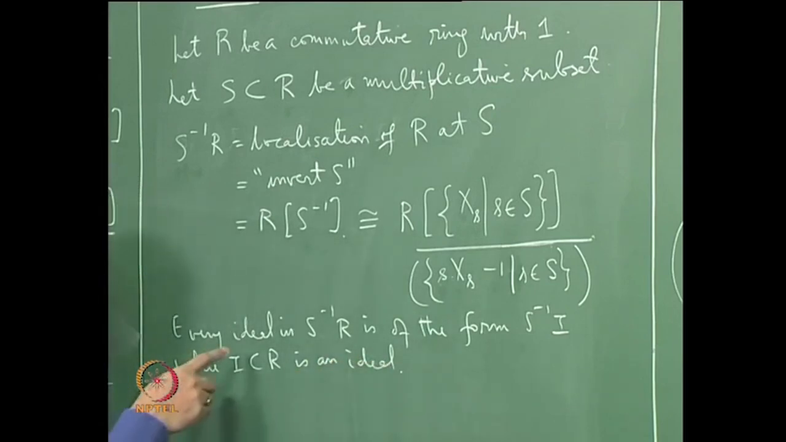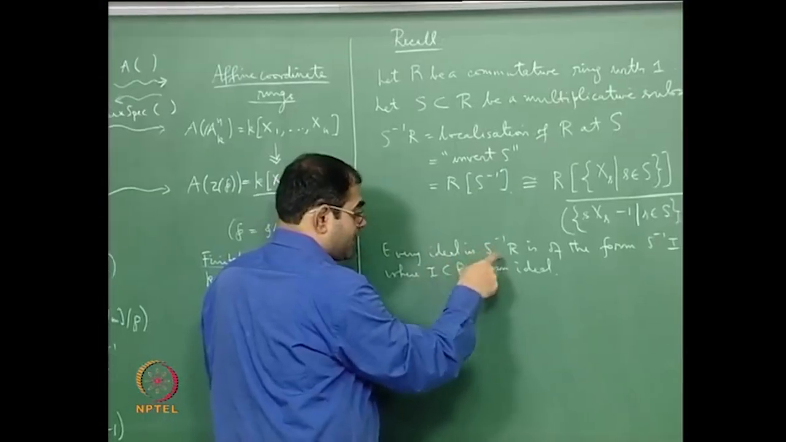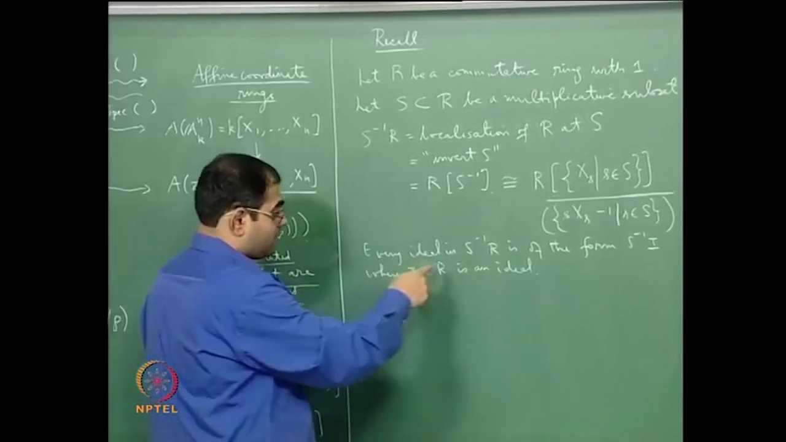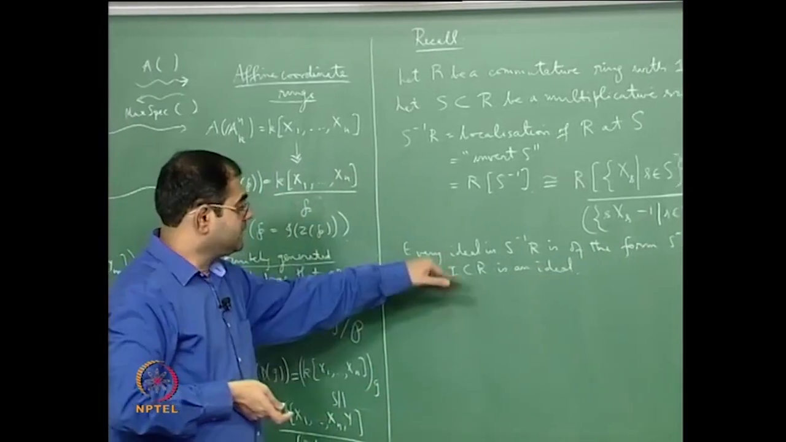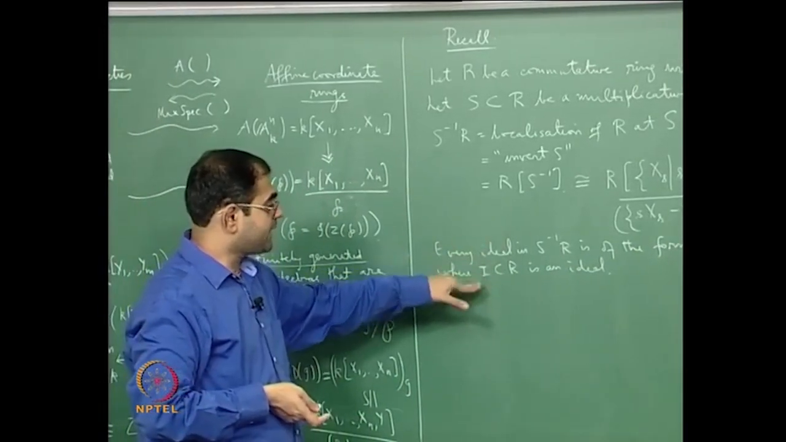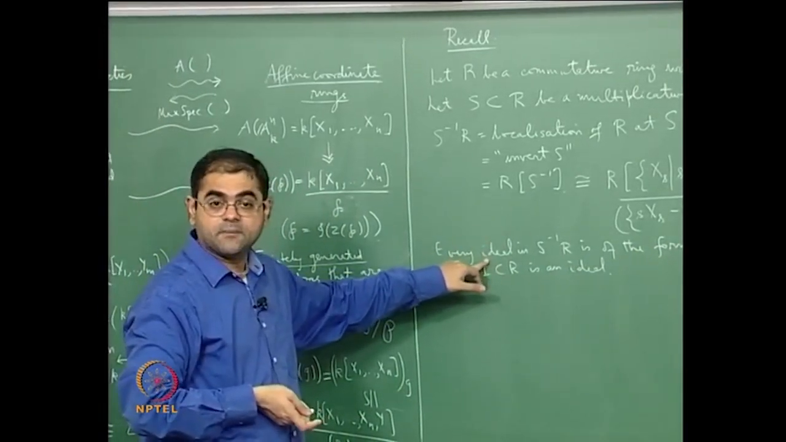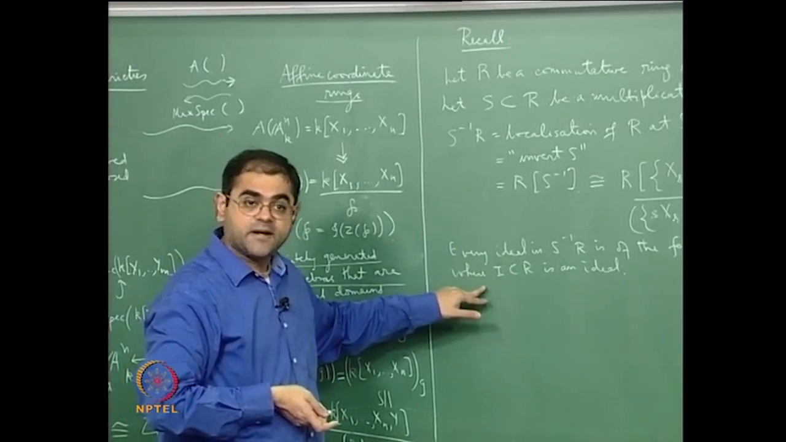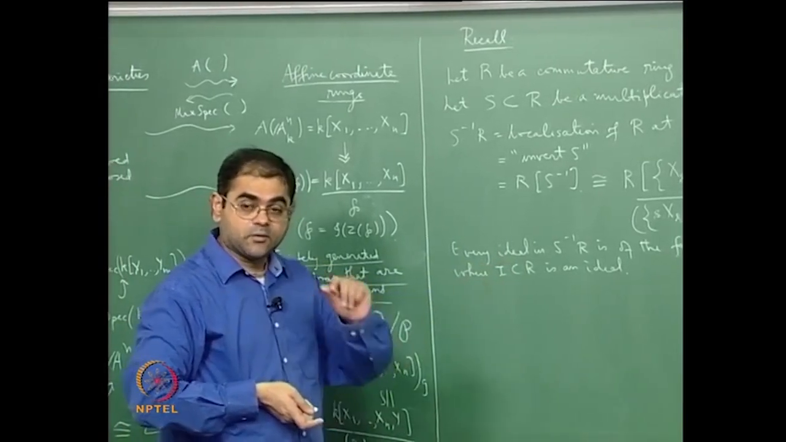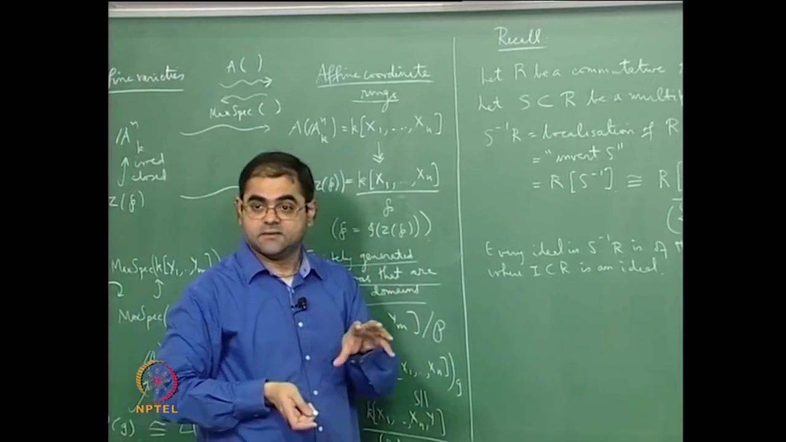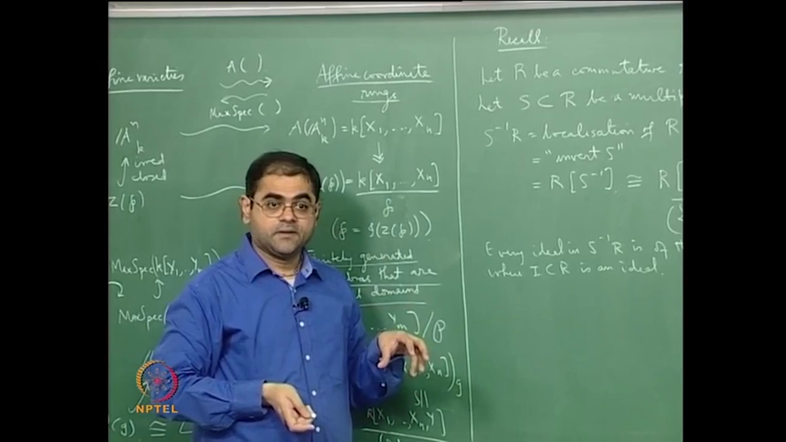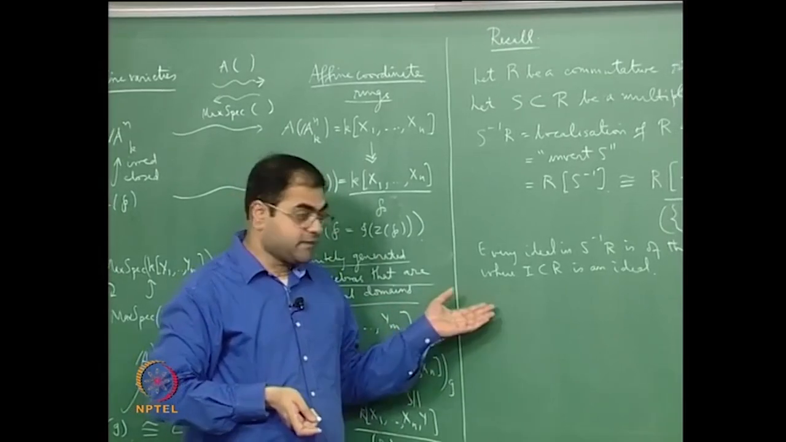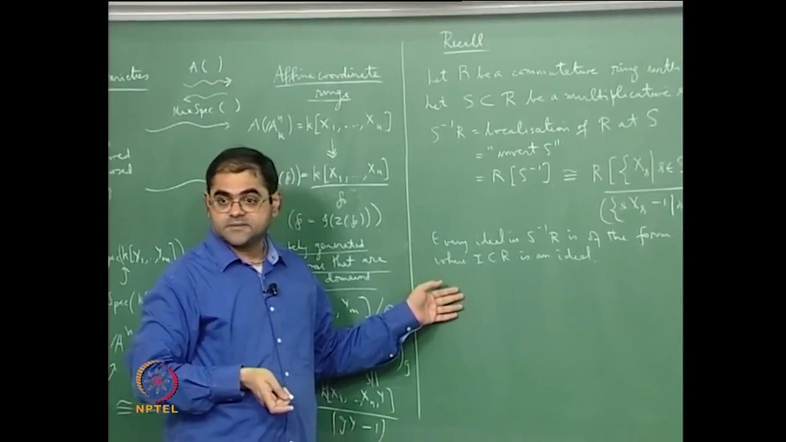And further, every prime ideal in S inverse R also will be localization of a prime ideal in R that does not meet S. So this characterization of ideals in the localization coming as localization of ideals in the original ring will not only hold for ideals, it will hold for prime ideals, it will also hold for radical ideals, okay. This is a fact, but what we are interested in is the fact that it holds for prime ideals, okay.